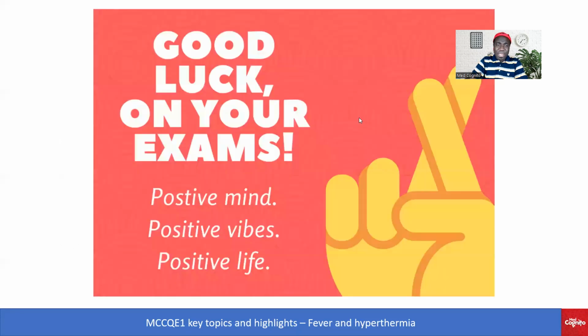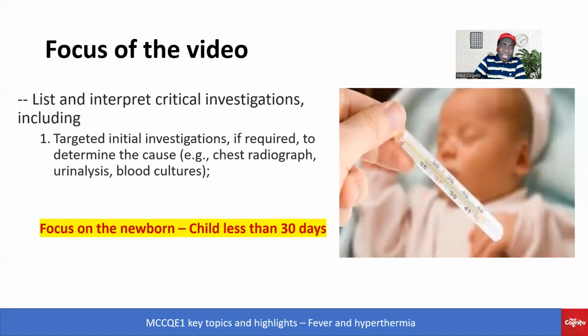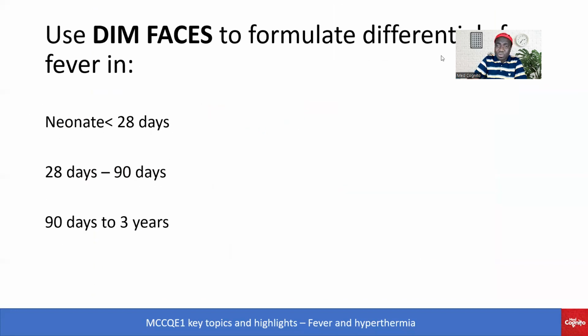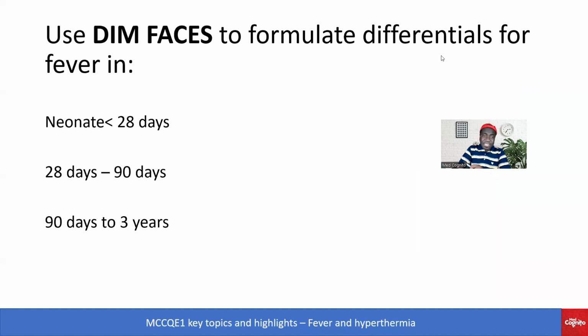So that was a quick one I wanted to remind you of. So the assignment is kindly formulate differentials for fever in a child who is less than 28 days, 28 days to 90 days, and 90 days to 3 years. And let's discuss it in the Facebook group, all right?